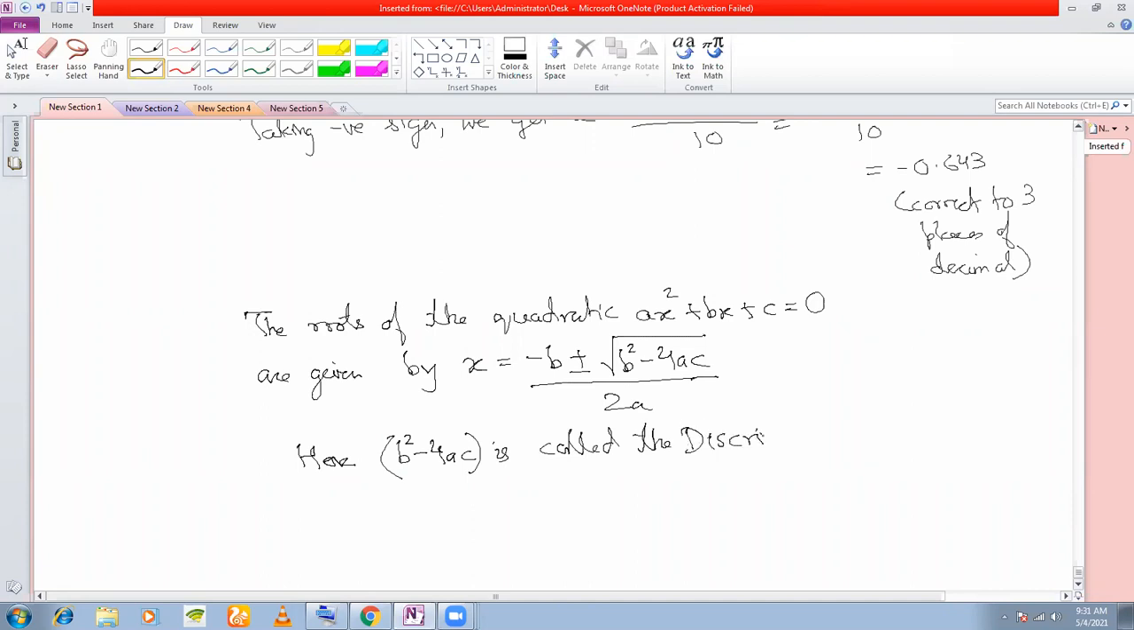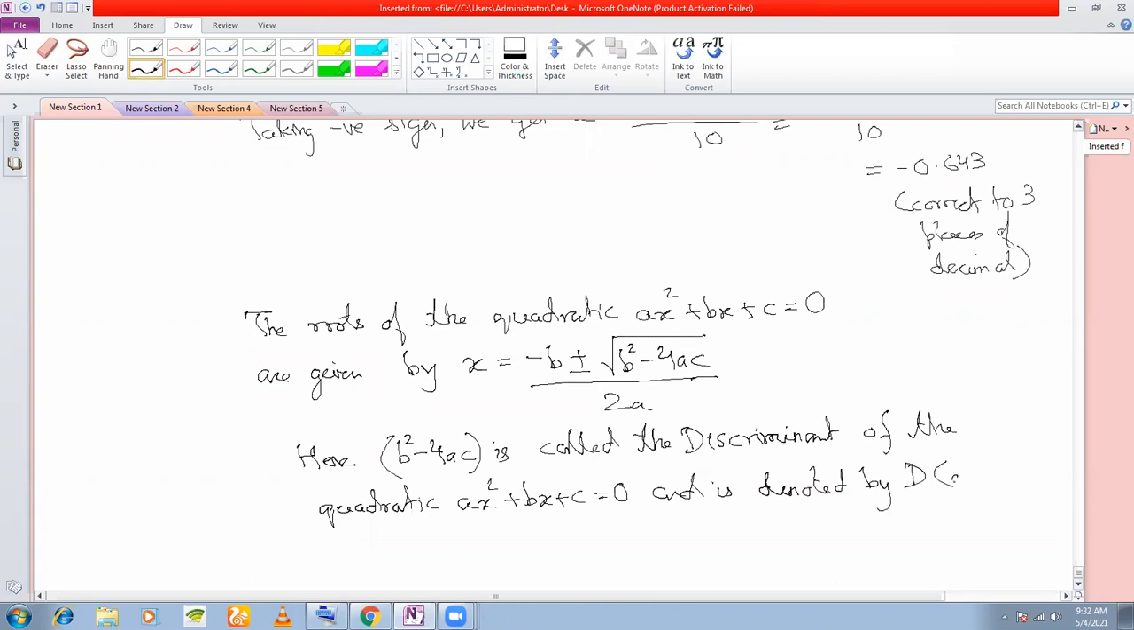Discriminant of the quadratic ax square plus bx plus c equal to 0, and it is denoted by D, and sometimes is also denoted by delta. Okay, either of the two signs.